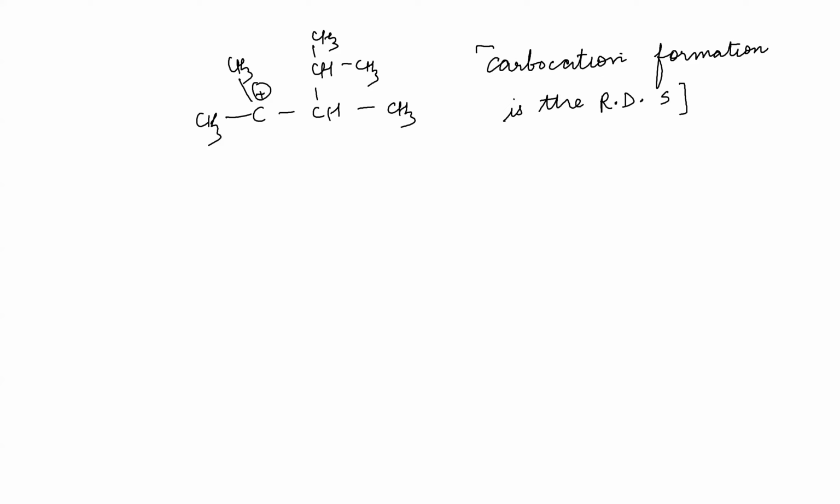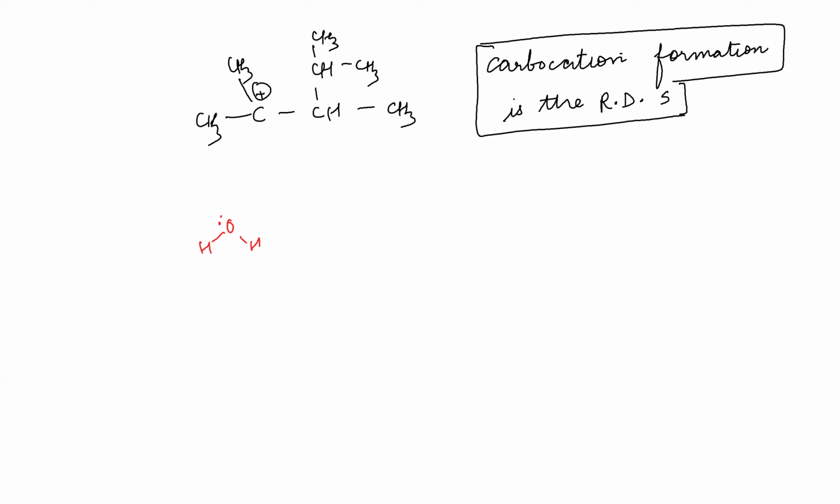Carbocation formation is actually the rate determining step. All right. Now, what do we understand by the term rate determining? Let's see. So now we have two nucleophiles here: we have water and we have Cl negative. Now, because we have water and Cl negative, what do you think is going to happen?